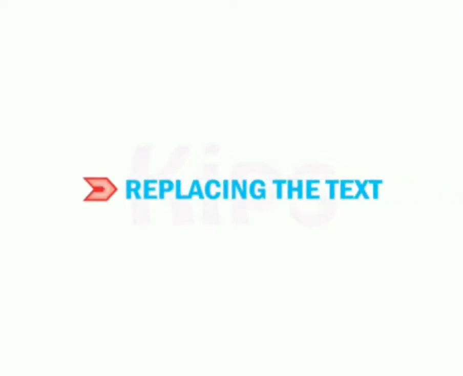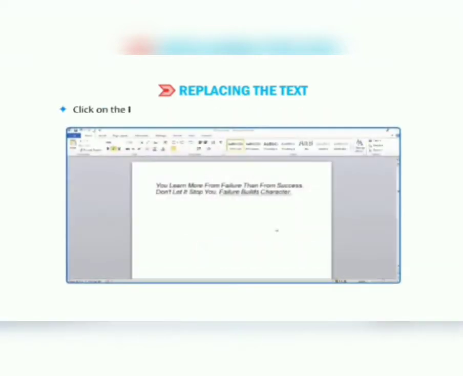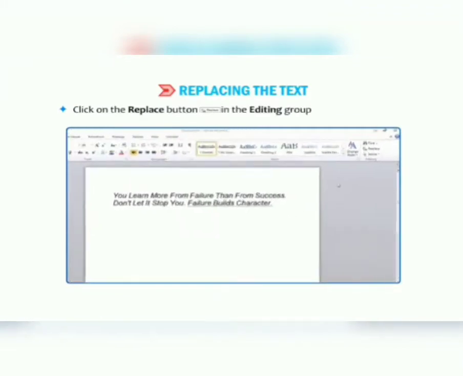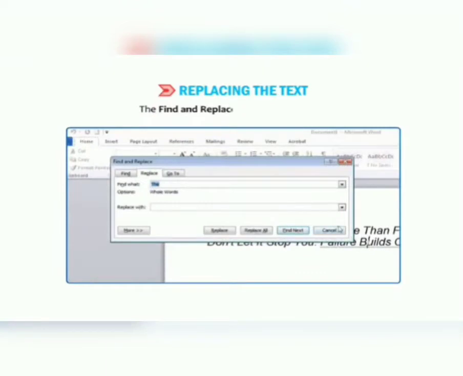Let us understand how to replace the text. Besides searching the text, you can also replace the words or phrases with any alternate text. To replace the text, follow the given procedure. Click on the Replace button in the Editing group on the Home tab. The Find and Replace dialog box appears.